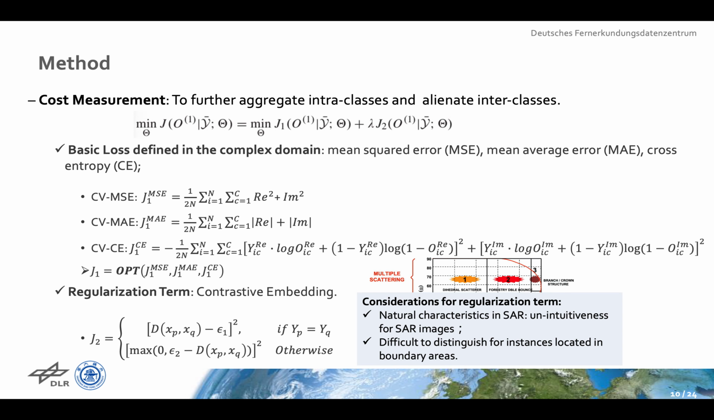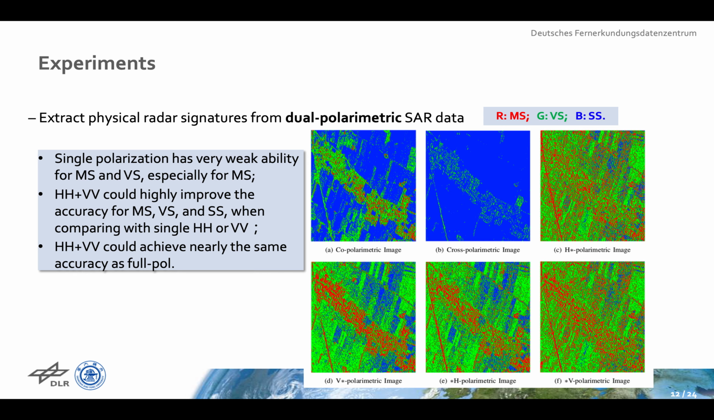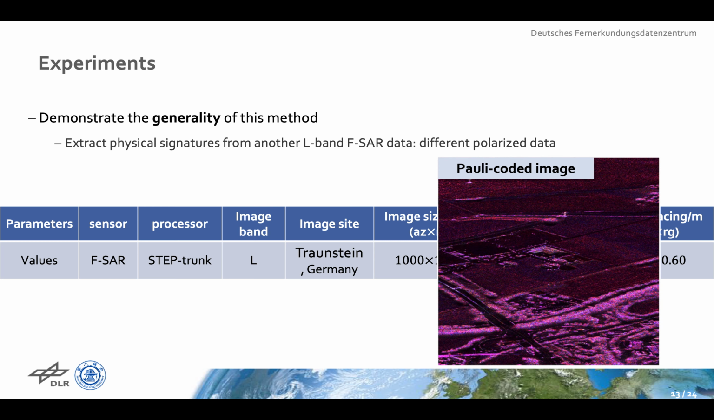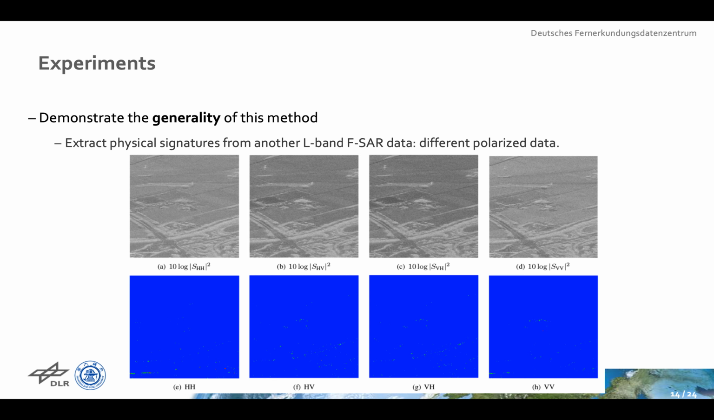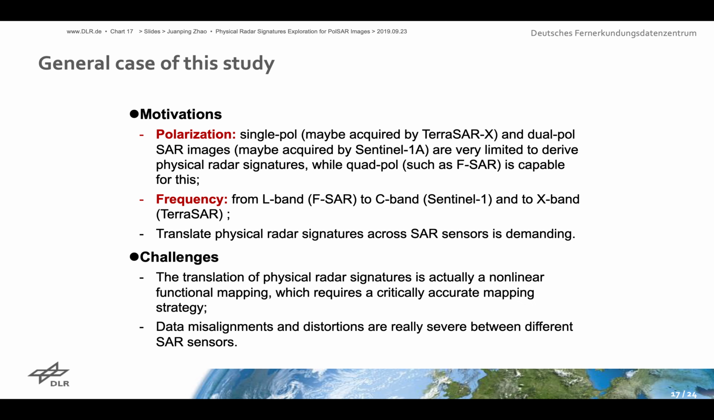The basic loss is selected from the complex valued mean squared error, mean absolute error, and the cross entropy. And these are the results we get from the L-band SAR data: this is from the single polarimetric data, and also the dual polarimetric SAR images and their results. We also demonstrate the generality of this method on another L-band SAR dataset. This is the basic information of the data, the single polarimetric extraction results, and also the dual polarimetric results.